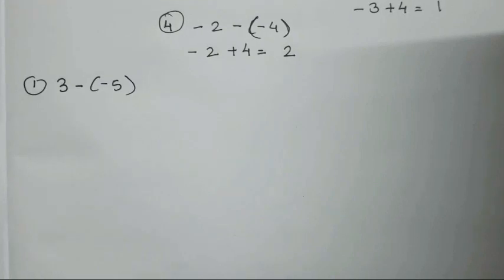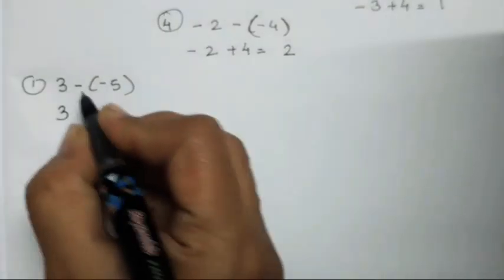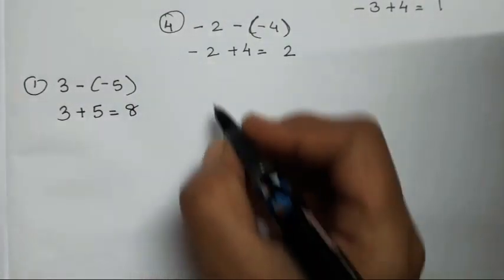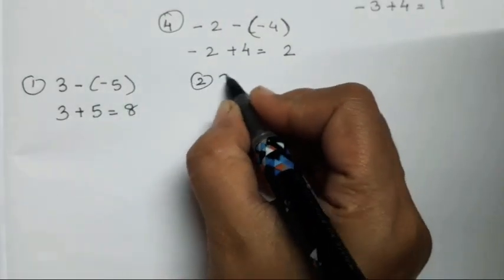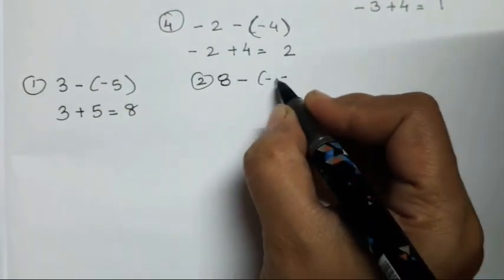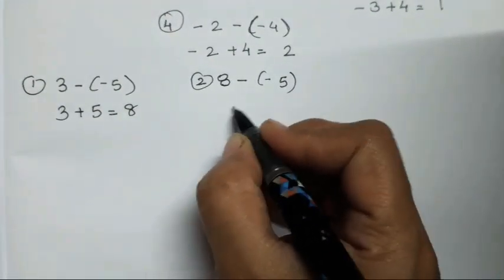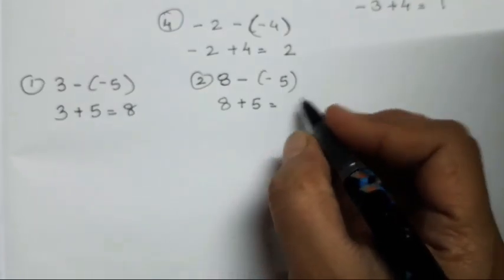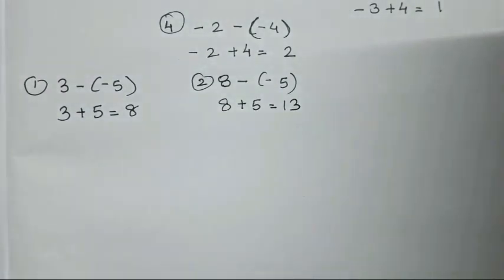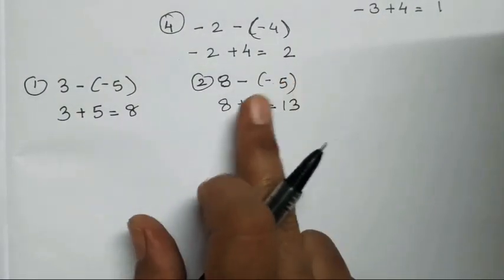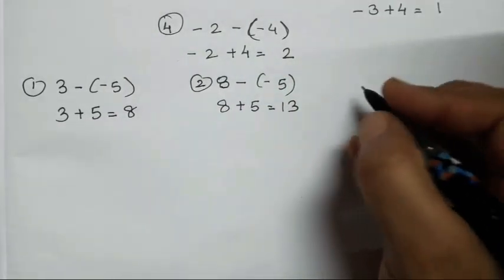Again over here bracket is there, so we will use 2 steps, that is 3 minus and minus plus 5. So the answer is going to be 8. Second is going to be 8 minus minus 5. So again same pattern, minus and minus plus 5. So the answer is going to be 13. Alright, so this step you have to do. Remember bracket, then you have to add one more step.